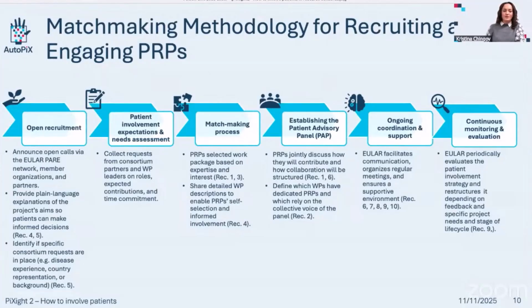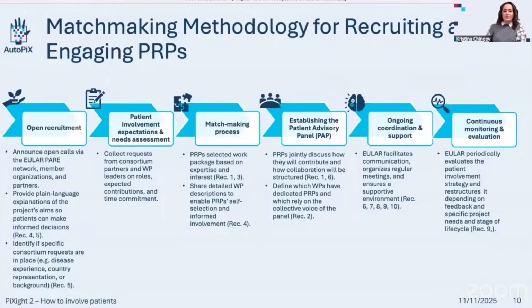And we also mention any specific consortium requests that more often include specific lived experience of a disease or country representation. Simultaneously, we also collected requests from work package leaders or other stakeholder partners, where we tried to understand what are their expectations of patients' involvement in each work package and what would be the expected time frequency, expected role responsibility, or even meeting frequency.